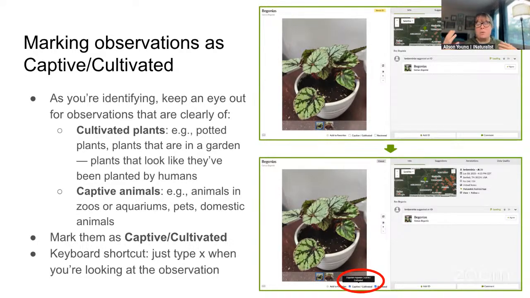What we do is we don't share captive and cultivated observations with other databases like GBIF. This helps with the data we share with other databases, and it also makes our data more accurate, showing that this thing is not occurring by itself in the wild. Someone has planted it there and is taking care of it.